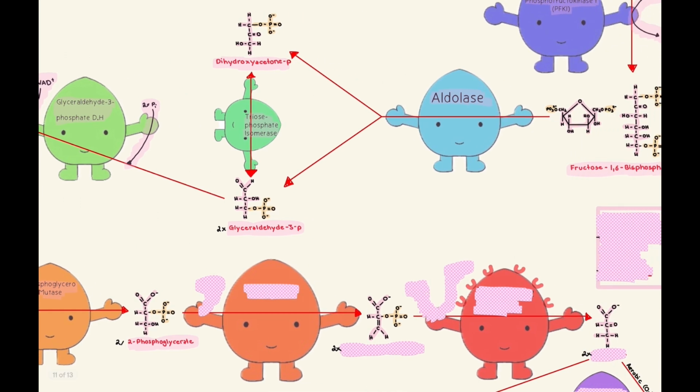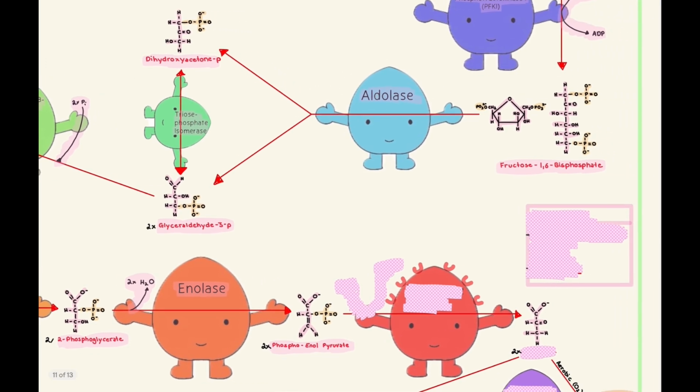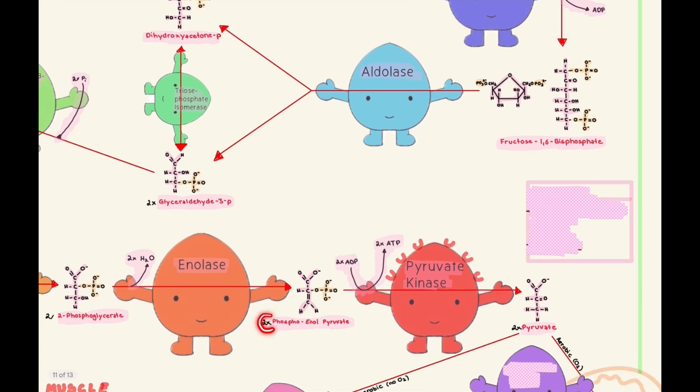In this step, the molecule 2-phosphoglycerate is being dehydrated by enolase into phosphoenol pyruvate. This step occurs twice, and two molecules of H2O or water are being lost. Thereby, the step can be classified as a dehydration reaction. In the last step of glycolysis, phosphoenol pyruvate is being deprotonated by pyruvate kinase into pyruvate by producing 1 ATP. This step again occurs twice. Thereby, in this step, 2 ATPs are being produced.